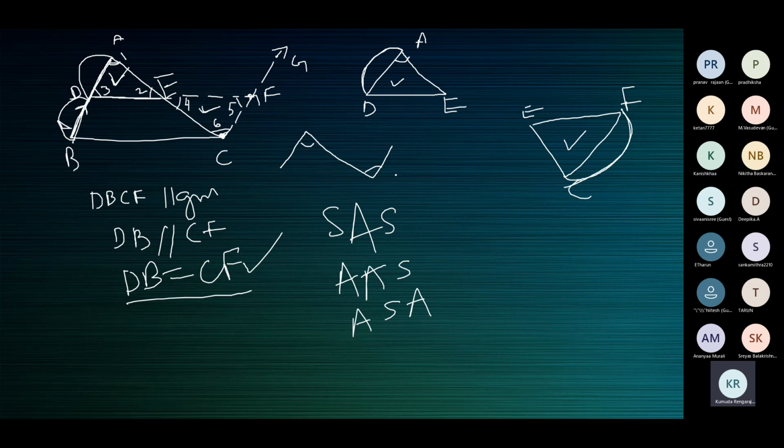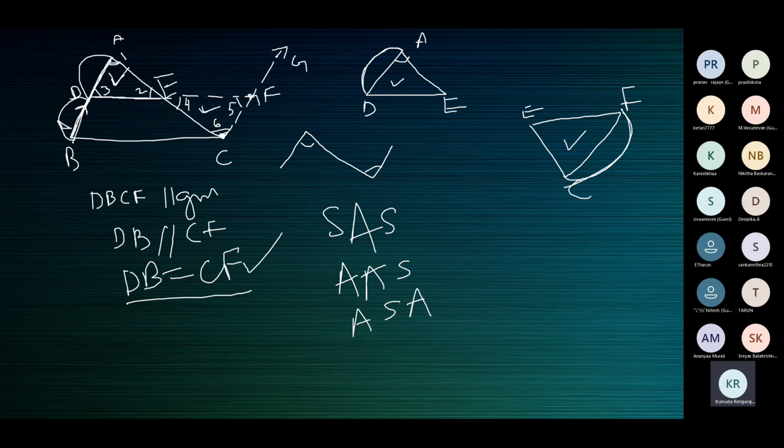How is AD parallel to CF? Where is it given that AD is parallel to CF? Why, or how do we know? Ma'am, when we draw the construction, we said it is parallel. Correct. So because CG is parallel to AB, AD is a part of AB, and CF is a part of CG. So AD is parallel to CF by construction.